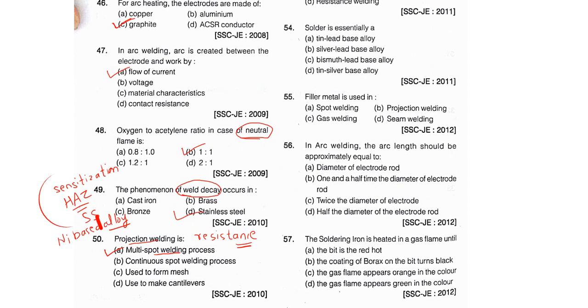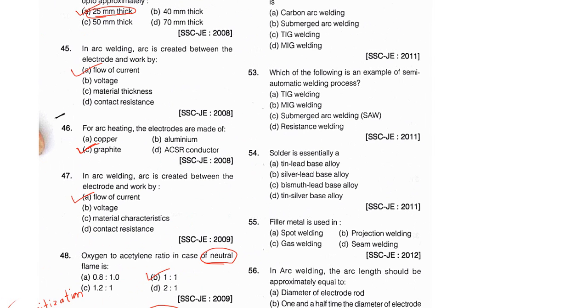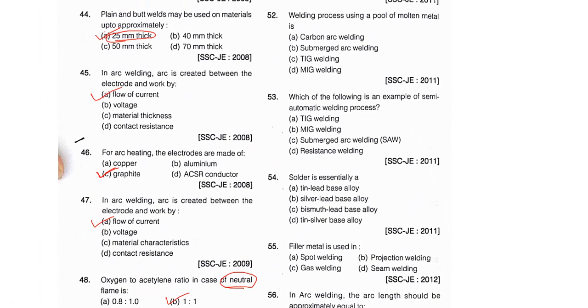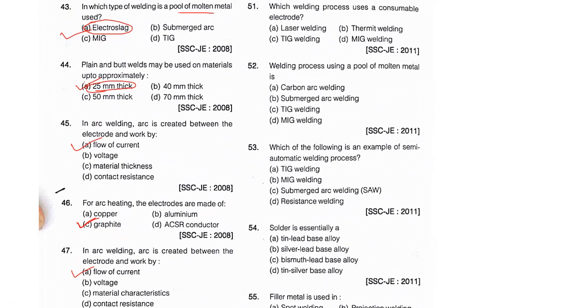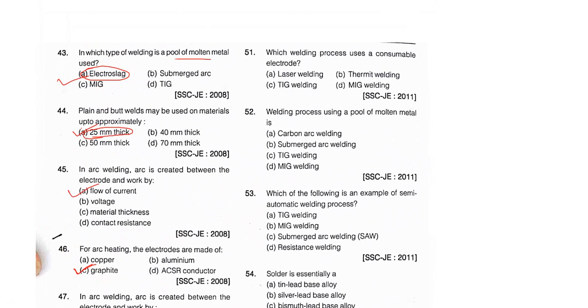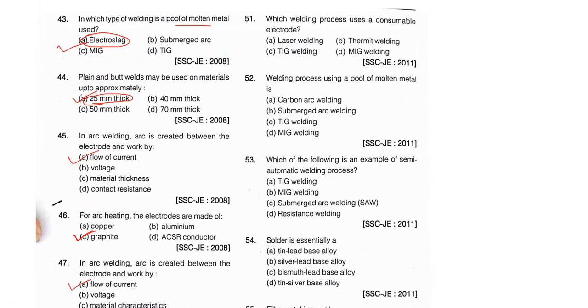Next, hope you are getting these questions. These are a little bit easy. Even if you are aware of all the welding processes, I think you can easily answer all these questions which have been previously asked in SSC JE. Next question, question number 51: which welding process uses a consumable electrode? This we have also seen, it's MIG, metal inert gas welding.